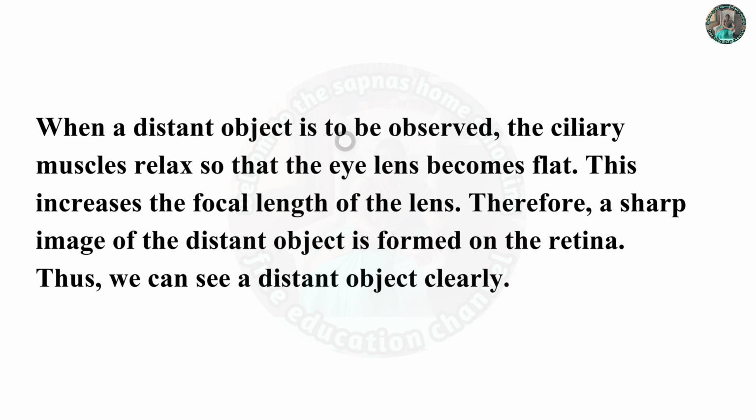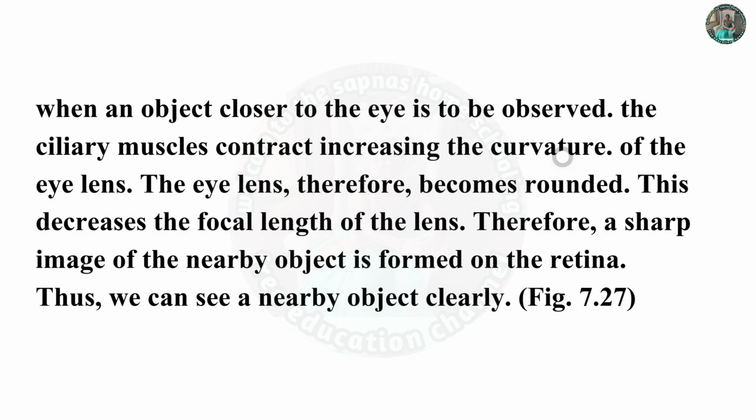When a distant object is to be observed, the ciliary muscle relaxes so that the eye lens becomes flat. This increases the focal length of the lens. Therefore, a sharp image of the distant object is formed on the retina. Thus, we can see a distant object clearly.